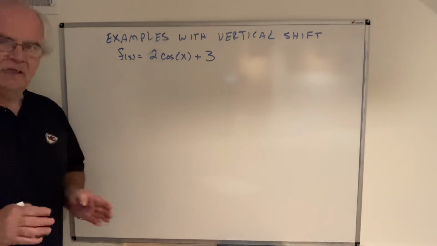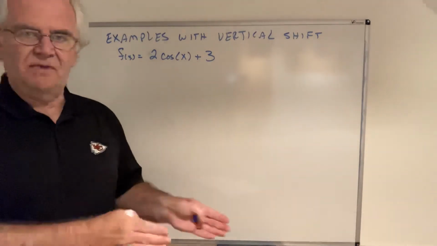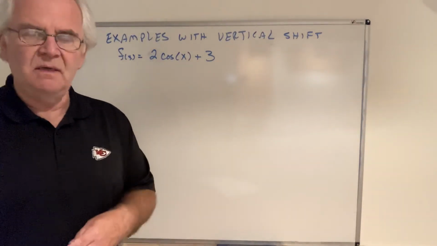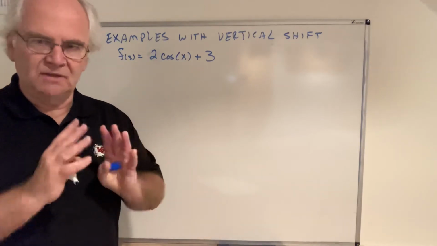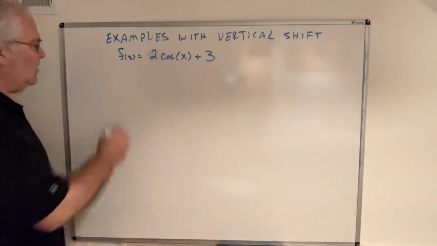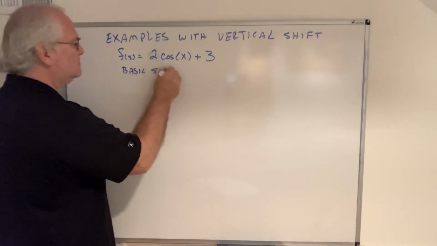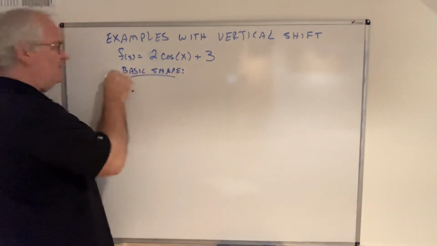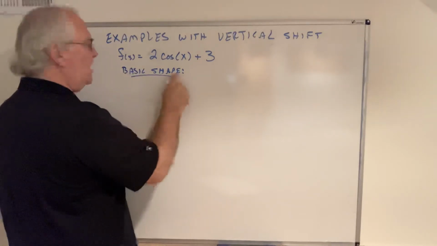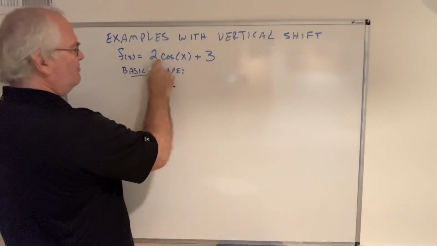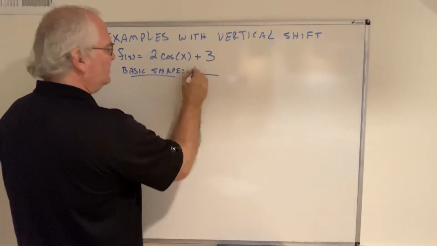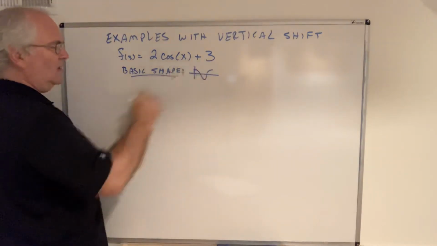Now the key is what happens with the amplitude and what happens with the vertical shift are totally independent. One doesn't matter about the other. They're separate issues. And so, basic shape, every time, every stinking time, basic shape. The basic shape is the positive cosine graph. The positive cosine graph looks like the valley here.